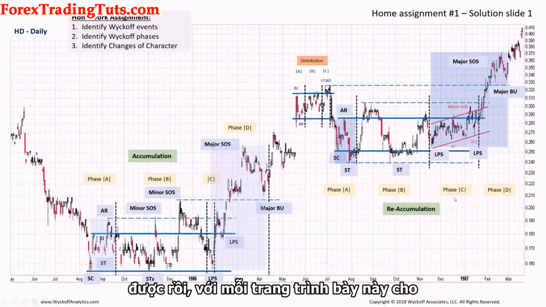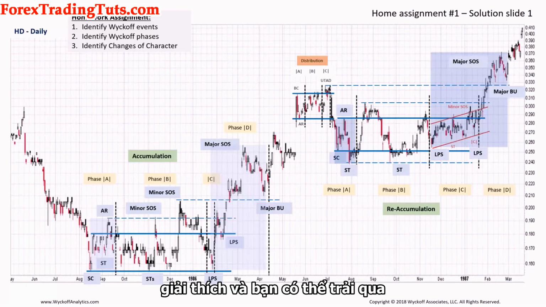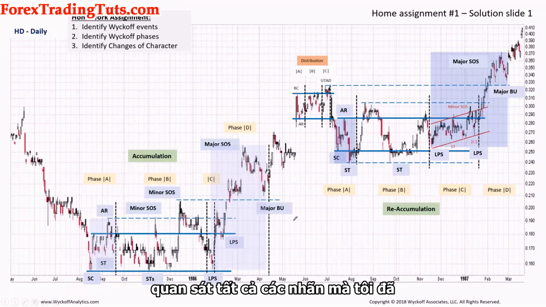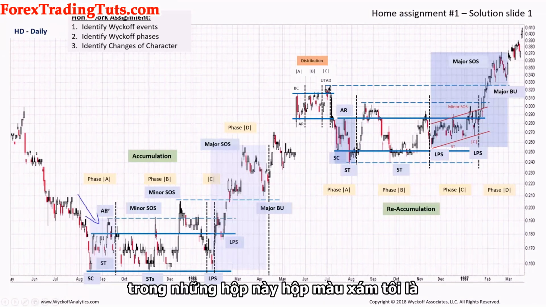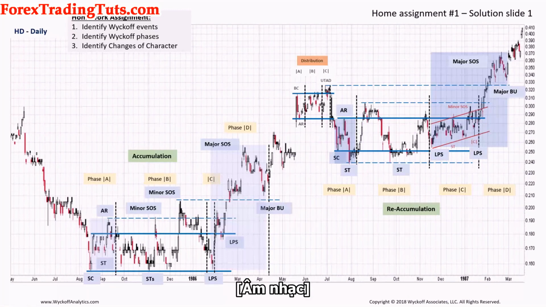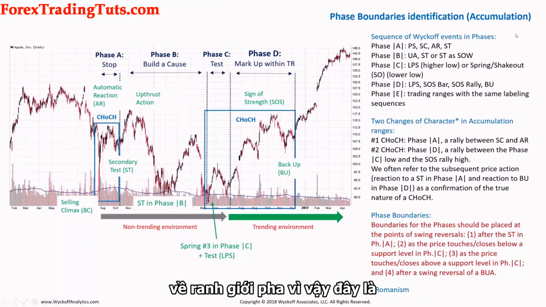Okay, so with each of these slides for the homework, I'm going to give you my interpretation, and you could go through this as homework and just observe all of the labeling that I've done here. In these gray boxes, I'm identifying changes of character and so on and so forth. So hopefully that's helpful. Now let's talk about phase boundaries.